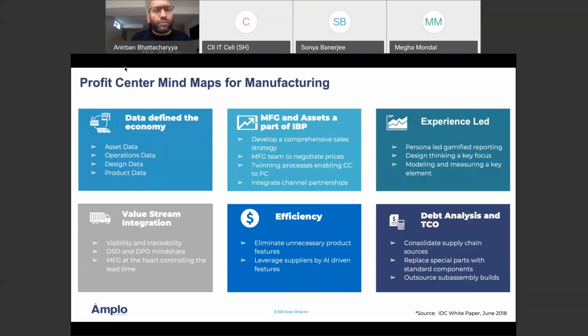The other piece we're also seeing on the manufacturing profit center mind map is when a leader comes to the table and asks to remove fat from the process, when we do value stream mapping or integration, they're all considering terms like daily sales outstanding and daily payables outstanding mind share, which is great because now they are feeling integrated, not only within the four walls of manufacturing, but also outside the four walls of manufacturing.